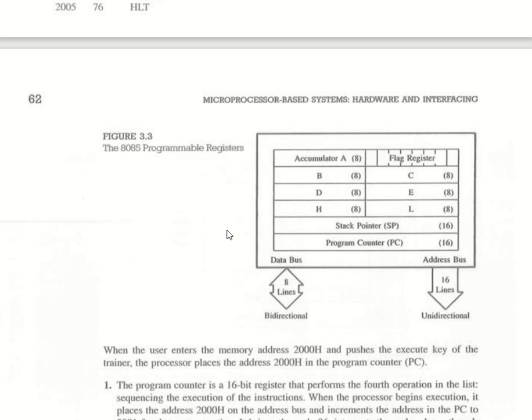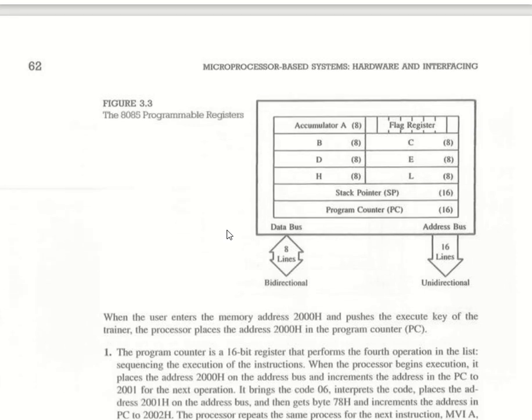and it brings the code 06 and interprets the code, places the address 2001 on the address bus, and then gets the byte 78h and increments the address in the program counter to 2002. And then it repeats the same process for the next instruction, whatever comes. I'm not going to discuss those instructions right now. MVI, move, the simple move instruction.